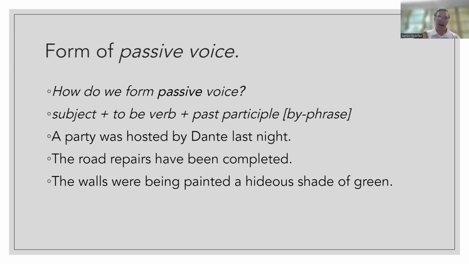The road repairs have been completed. Have been is the present perfect form of the be verb. Completed is your past participle. And in this case, there's no by phrase. The walls were being painted a hideous shade of green. Were being is a past progressive form of the be verb. Painted is your past participle. And again, there's no by phrase here. The by phrase is optional.